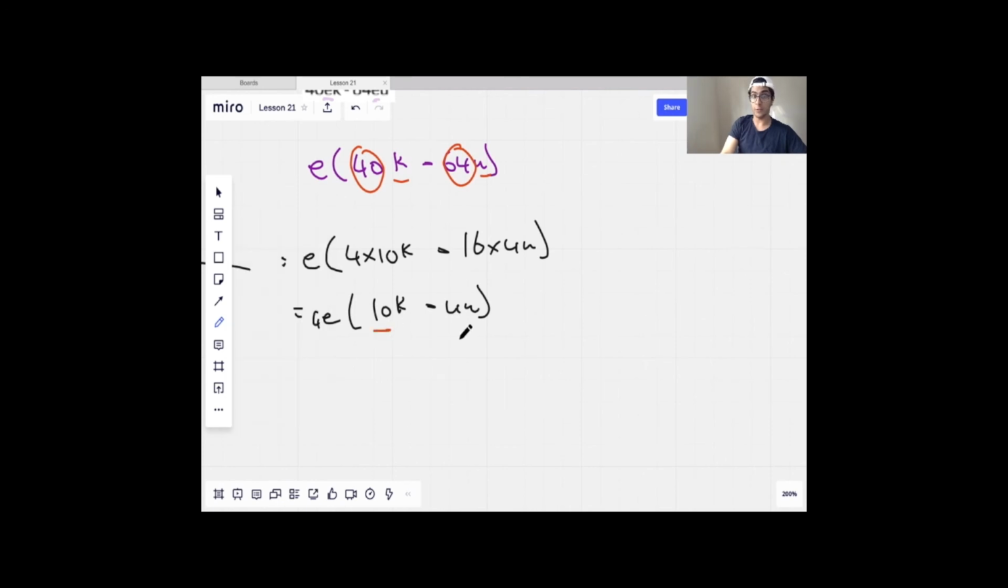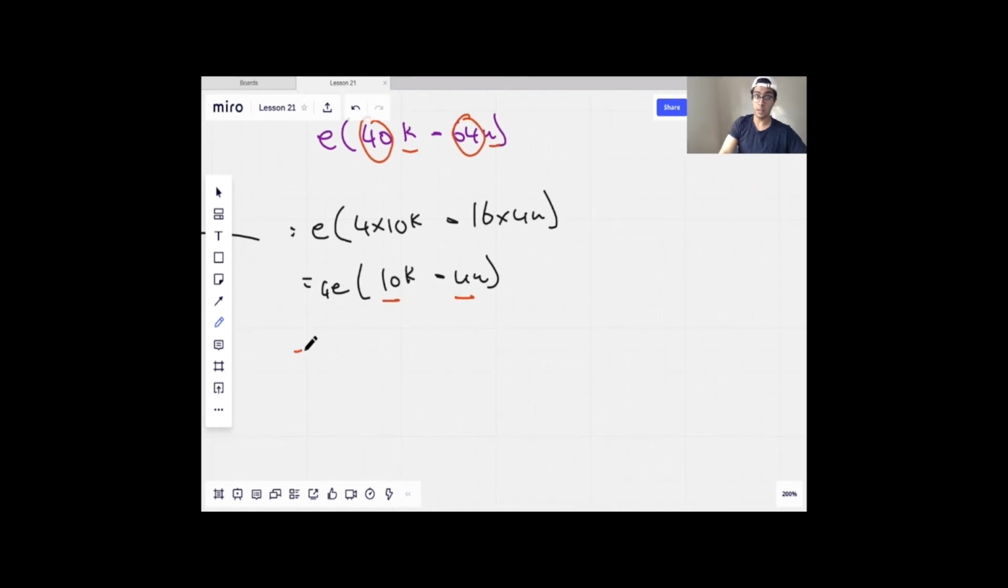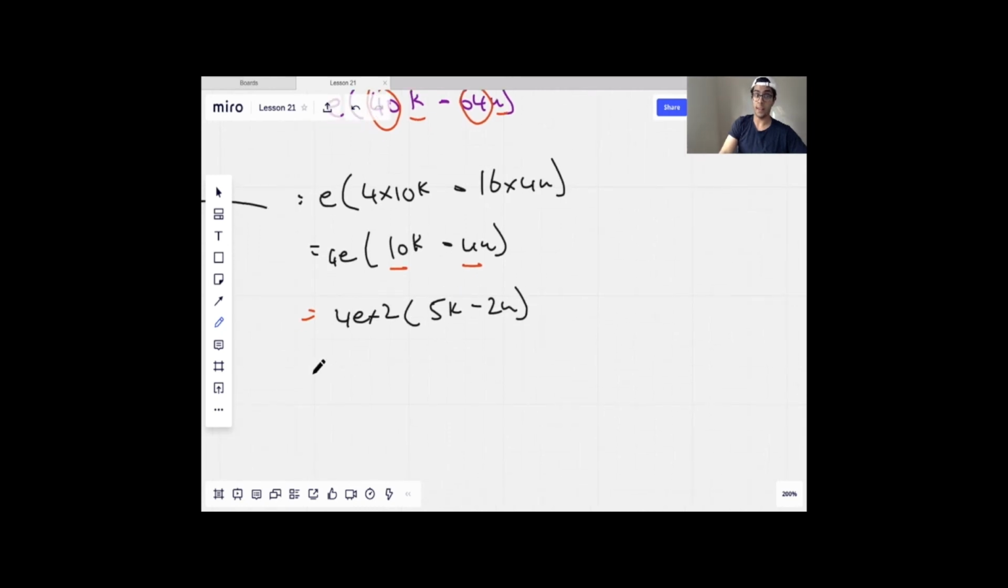But look here, these are still both divisible by 2. So we have to do this a bit more. So we can take another factor of 2 out. So we go 4e times by 2, and then we get left 10 divided by 2 is 5, and then 4 divided by 2 is 2 minus 2u. And then so we're left with 8e and then 5k minus 2u.